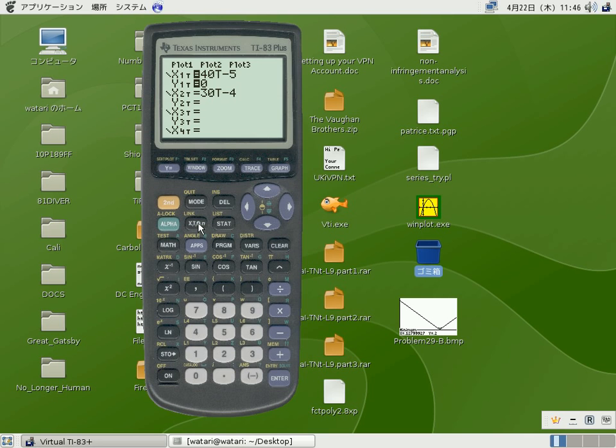Oh, wait a minute. Did I enter that? Oh, I entered that improperly. Okay, clear that. X is supposed to be 0 here, and y is supposed to be 30t minus 4. Okay, and that makes sense because it's just moving along the y-axis.